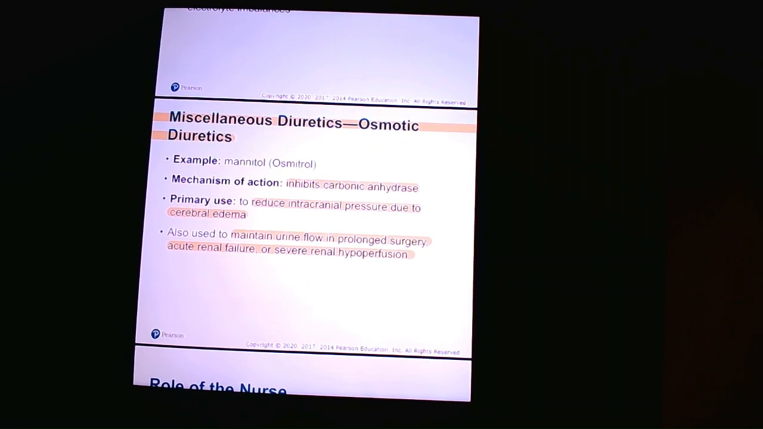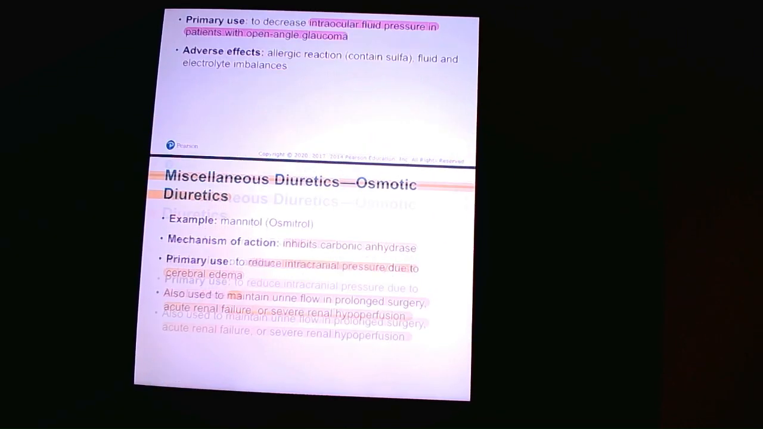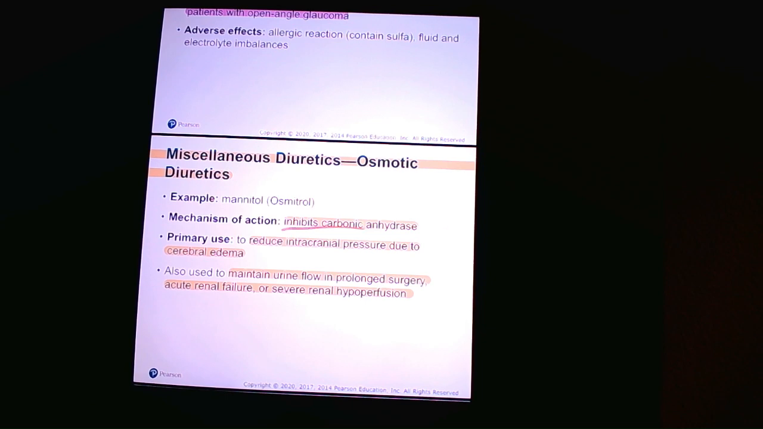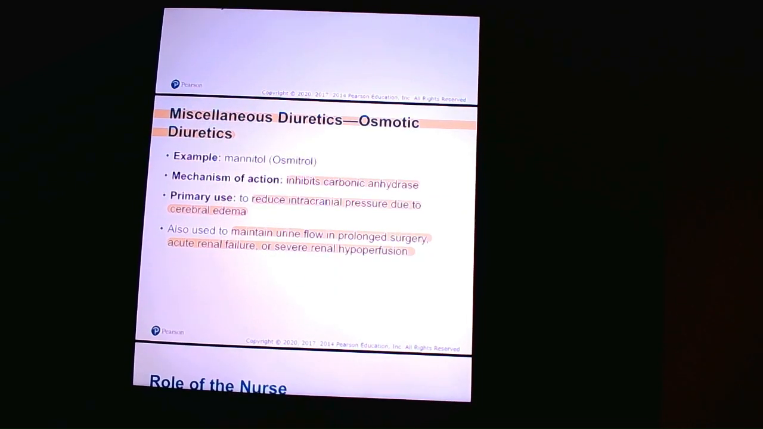And then we have our last one, osmotic diuretic, mannitol, Osmitrol, which is nice because it has osmotic in the name. This one also inhibits carbonic anhydrase, but it does a different job. It reduces intracranial pressure due to cerebral edema, and it's mainly only for that. It's also used to maintain urine flow for prolonged surgery, acute renal failure, or severe renal hypoperfusion, because the way it works is it's using osmosis to pull water to it.